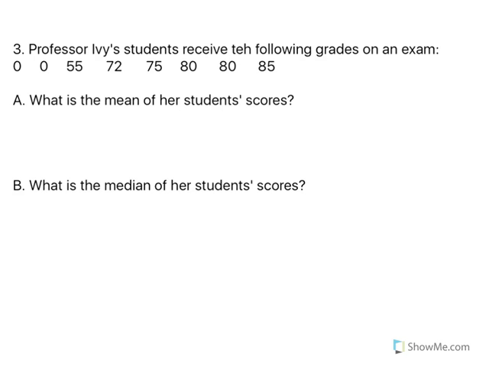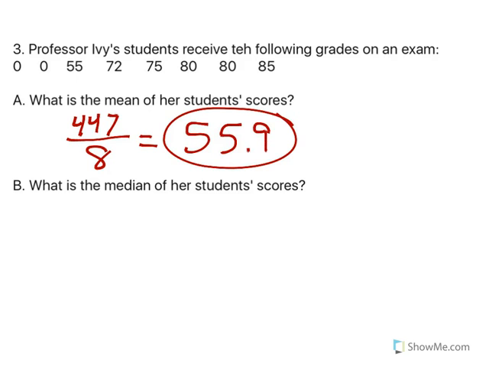Okay, so first off, what is the mean of the students' scores? Well, recall that the mean, you add them all together and divide by how many there are. So when I add all of those together, I get 447, and there are 8 students, so I divide by 8. That means the mean is 55.9, or a 56%, which is an F. So by using the average, you can say, her students averaged an F on this exam. And that's really sad as a professor. You never want to say that. But you know what happens? Happens to all of us.